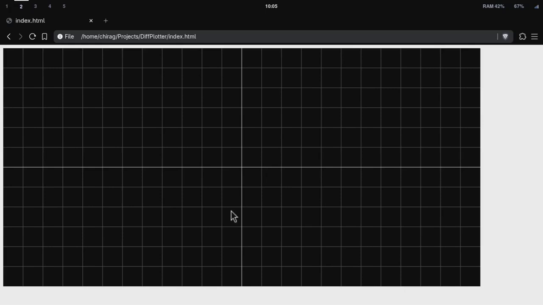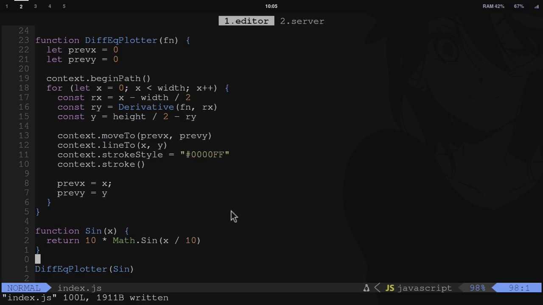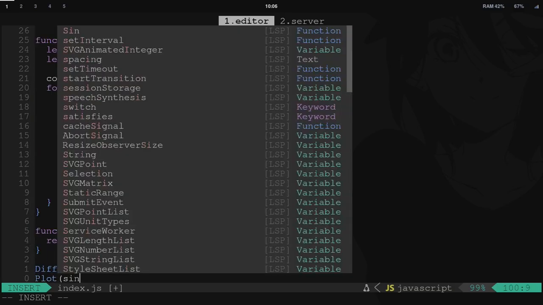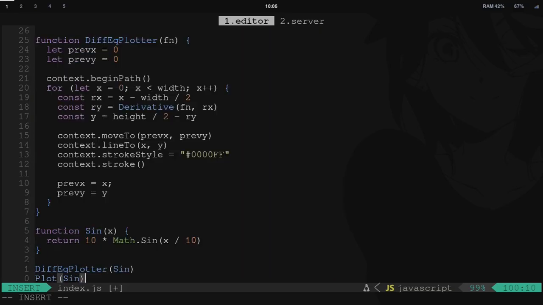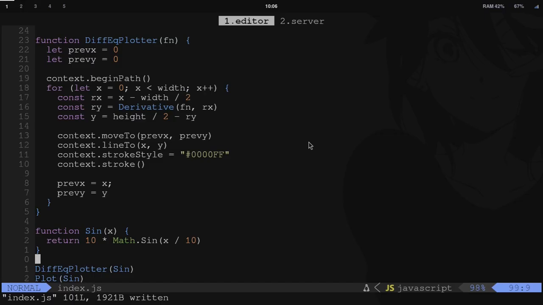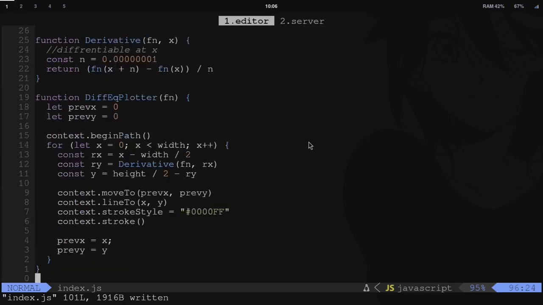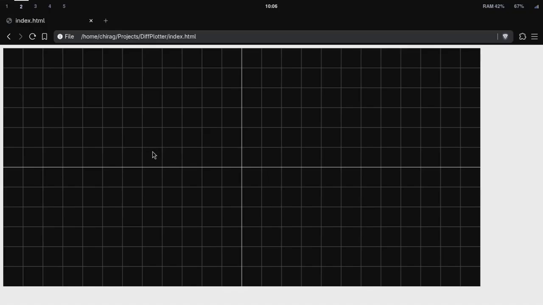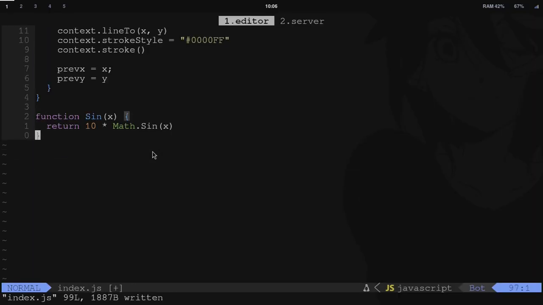So let me check where is the bug. Can I plot sine as is? Oh, I'm not able to plot sine as is too. Why? Let's remove this. I don't know where I messed up. Let's remove this. Okay. Return 10. Oh, I messed up here. It should be this thing.